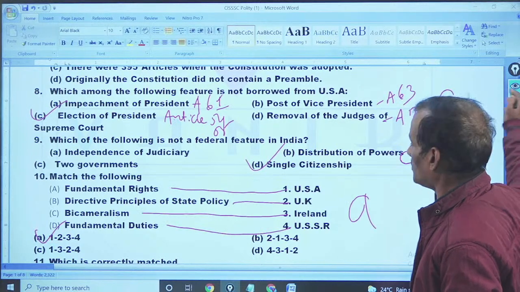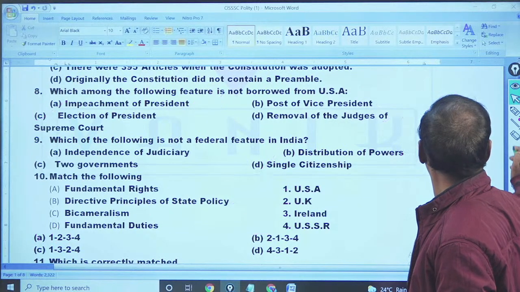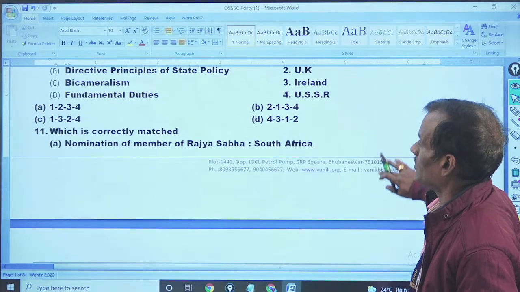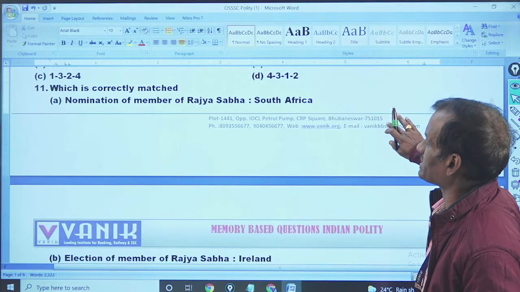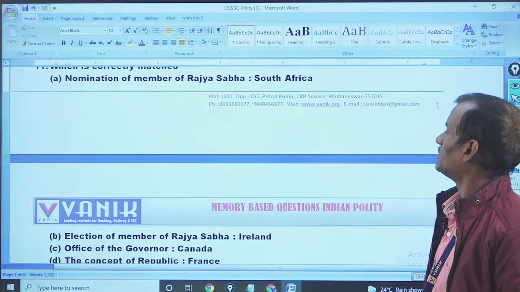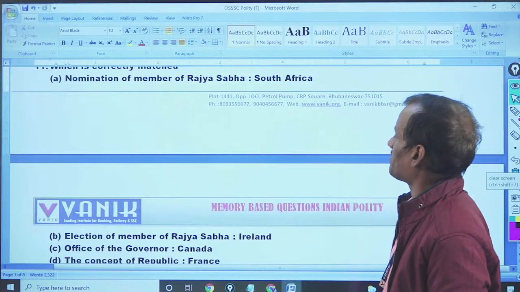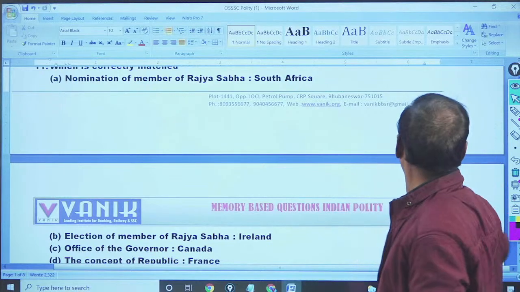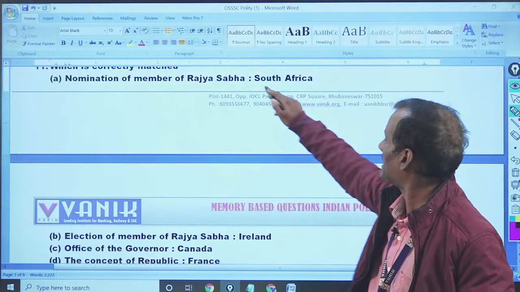Now we shall move to question number 11, which is correctly matched. Look at the question: which is correctly matched? Nomination of members of Rajya Sabha is not brought from South Africa, it is brought from the Irish constitution.